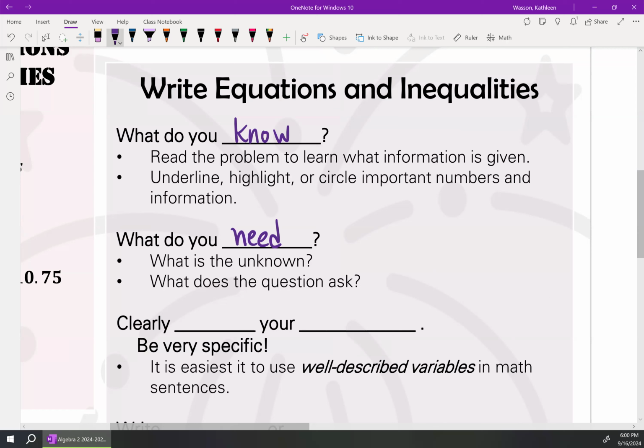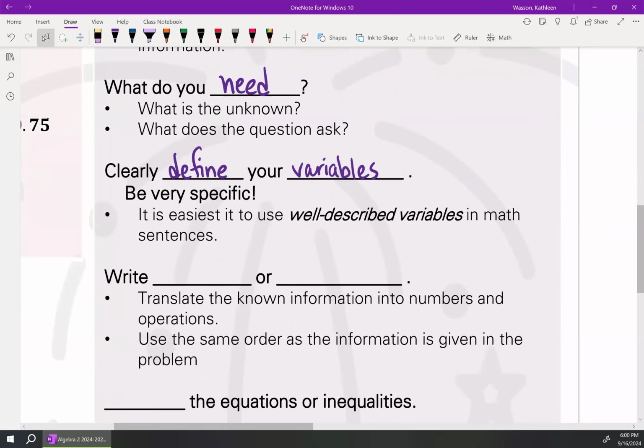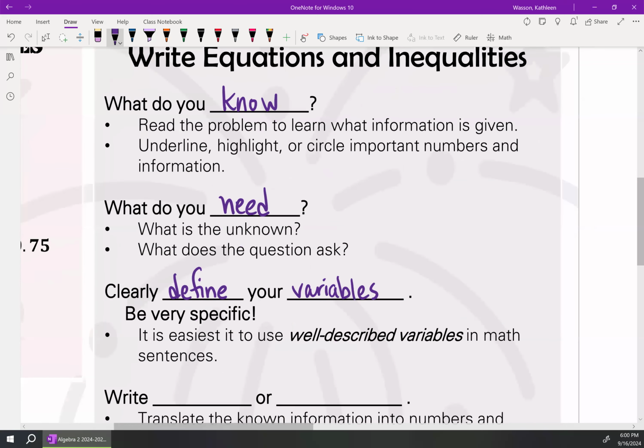Once you know what you have and what you don't have, you need to be very specific and clearly define your variables. So choose letters to represent your unknown things. The more specific you are, the easier it'll be to use those variables for whatever it is they represent. So be very clear. Then you use your variables and the information you know to write equations or inequalities.